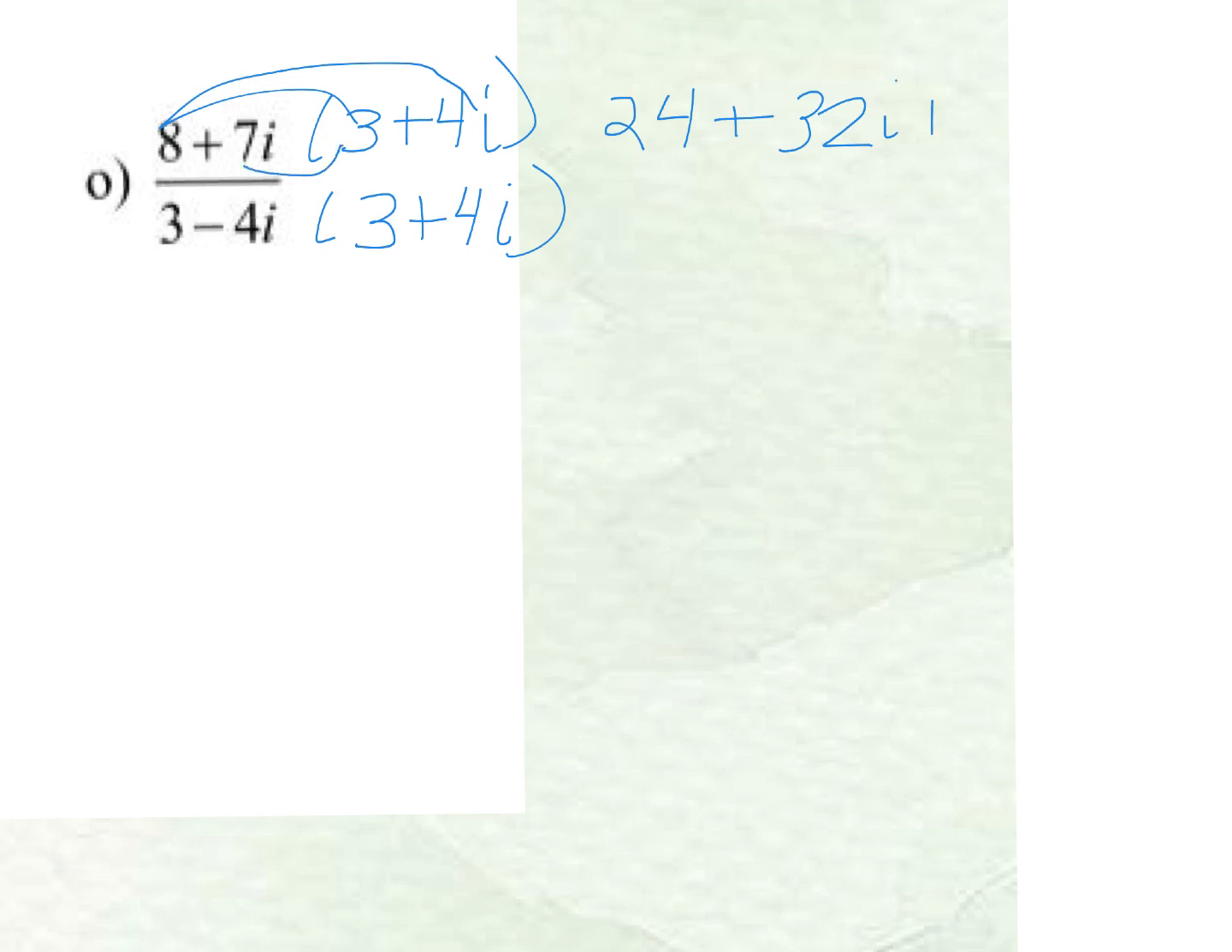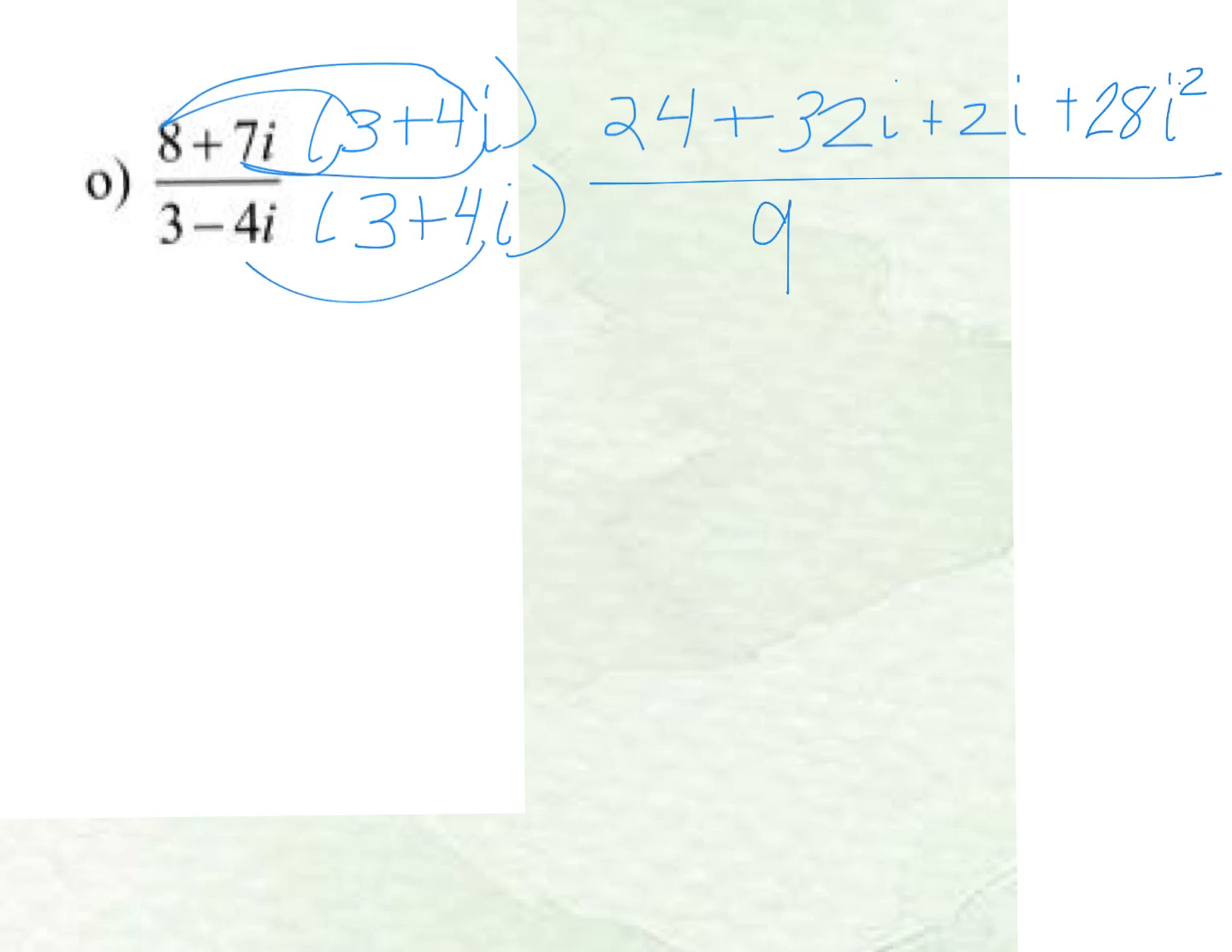Inside terms, going to give us a 21i, and our last term is going to give us 28i squared. Alright, on the bottom we can just do first and last, so 3 times 3 is going to give us 9, and negative 4 and positive 4 is going to give us a negative 16i squared.